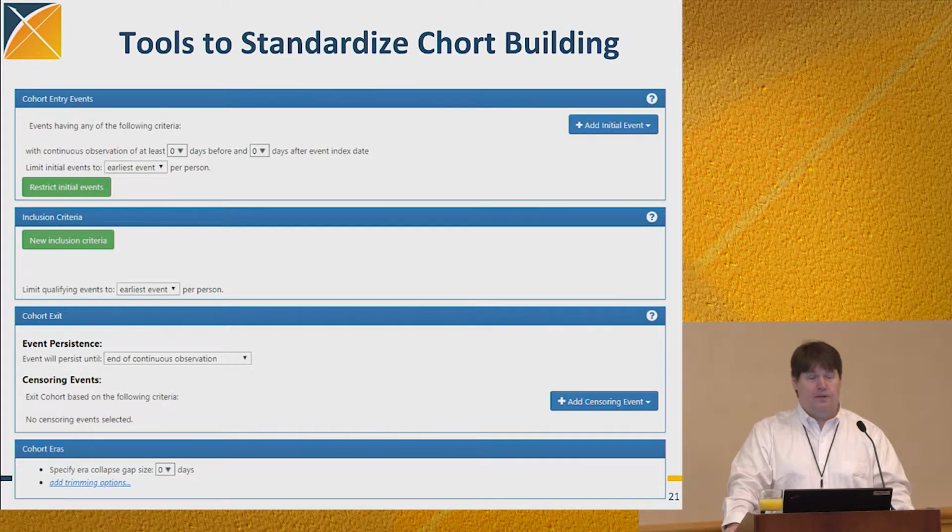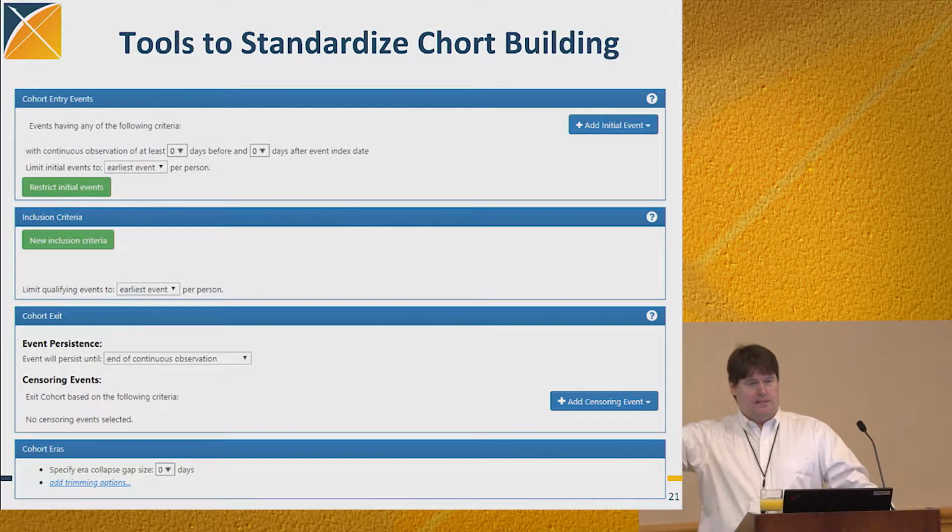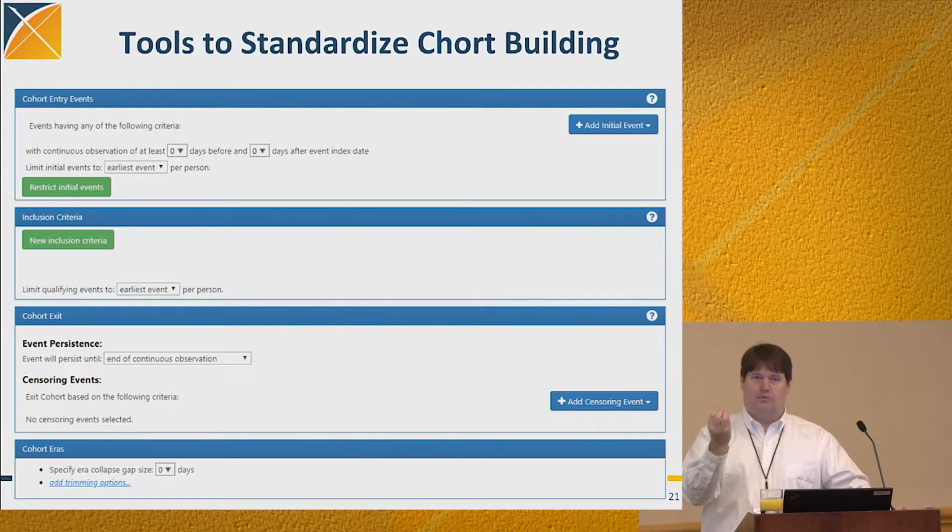Okay? So to review: cohort entry, inclusion criteria to qualify that. After you're qualified, how long do you stay, with cohort exit criteria? And then finally, if you have different eras, how do you want to link them together? How do you allow those to combine?